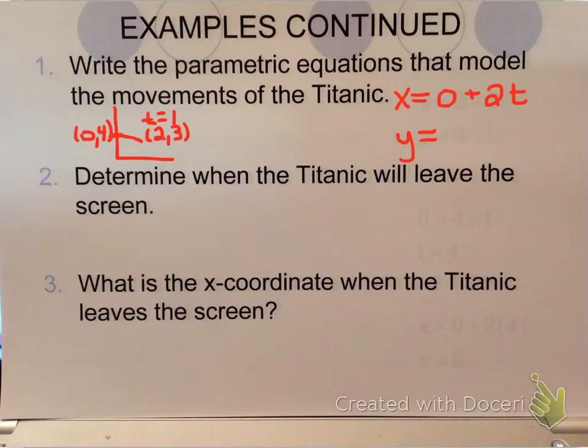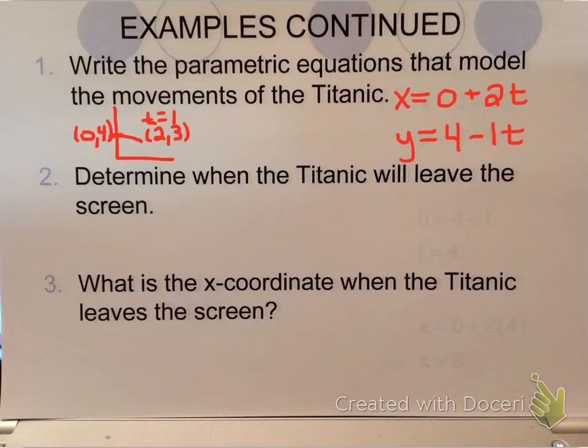Okay. Then the y position, we put the starting position for the y coordinate, which was 4. And you've got to be careful because 1 minute later it's moved 1 unit vertically, but it's moved 1 unit vertically down. So its vertical rate of change is -1 every minute. And that's it. They're just parametric equations. So you can now plot the Titanic's position at any given moment in time.